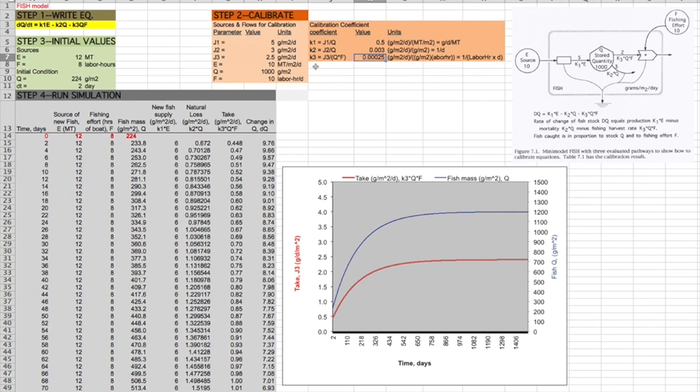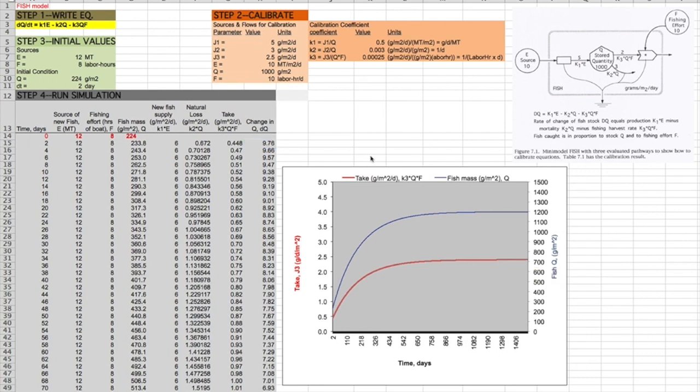It changes K3, therefore it's going to change the take because it's in the equation. And that's going to change the DQ, the change, which then ultimately is going to affect Q. And we can see that when we change that, before we were having a fish mass of 1,300 grams. Now we're a little more efficient. We're taking more fish for the same effort. Notice that we didn't change the initial values in this situation. So we reduced that by 100 grams, and our take has gone up now to 2.4, whereas before it was at 2.